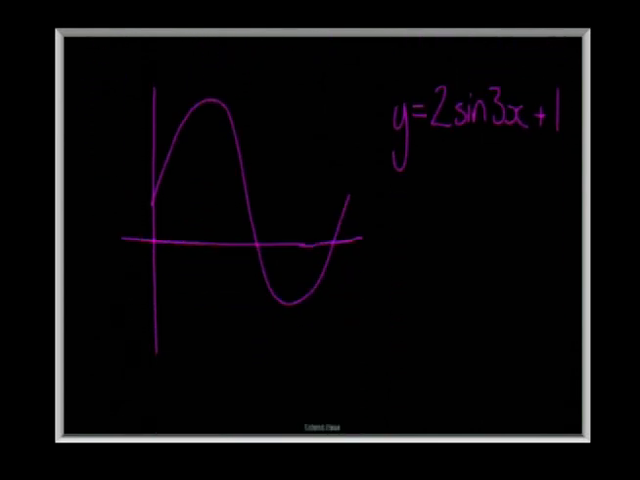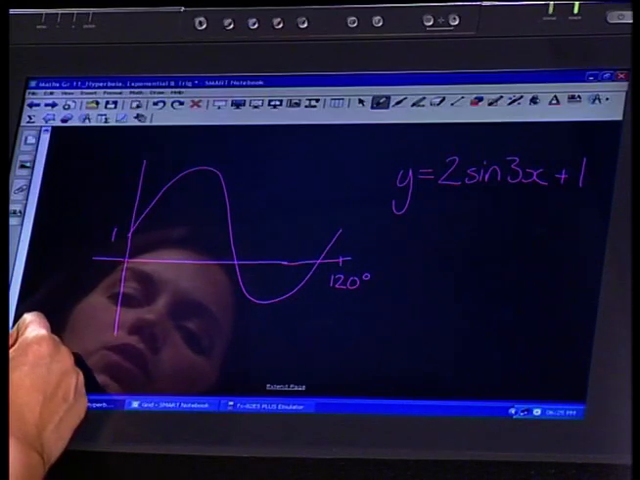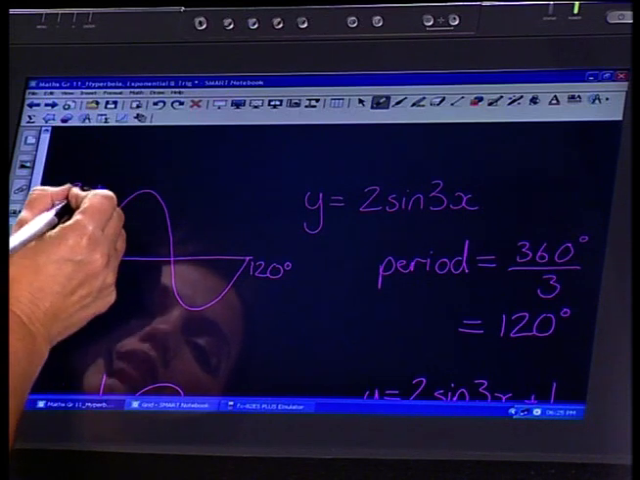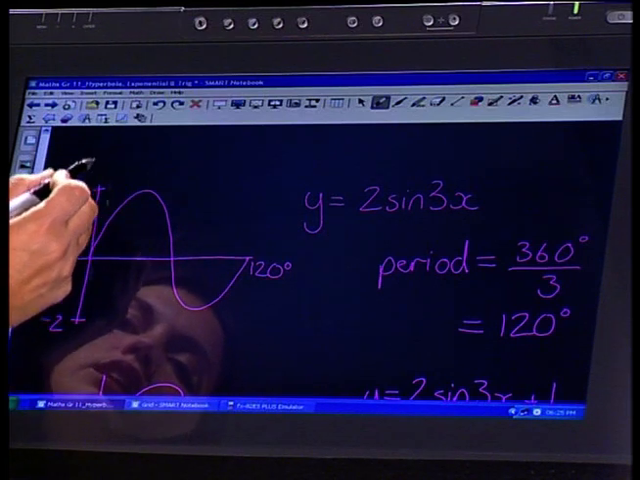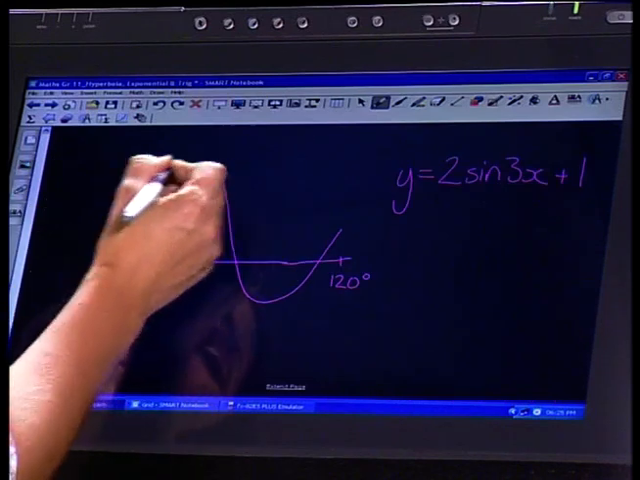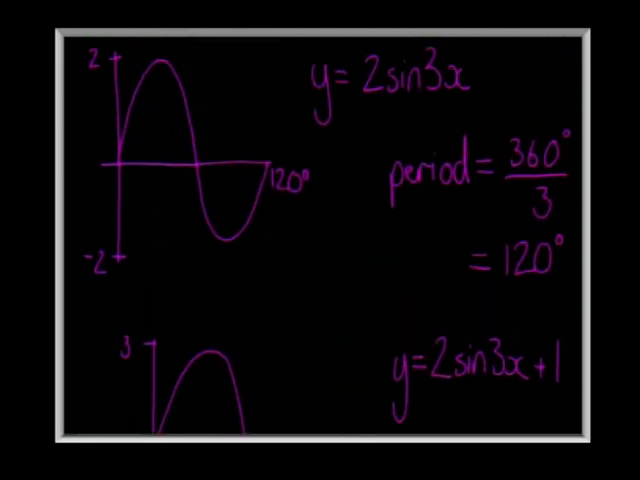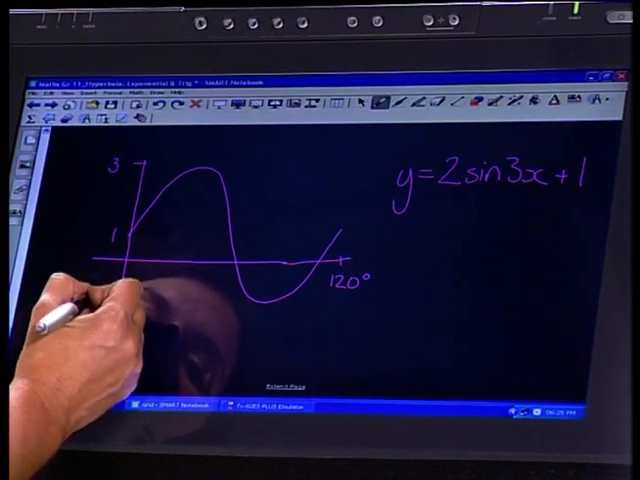So what is this function traveling to? 120 degrees. What is it going up to? Well, our y-intercept has changed. It is now 1. Before, it was 0. So if it's moved from 0 to 1, it means that the top point 2 has moved to 3. So that top mark is going to be 3. In the same way, the bottom point was -2, moved up, it's going to be -1.